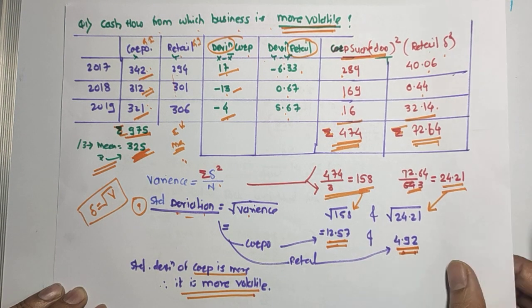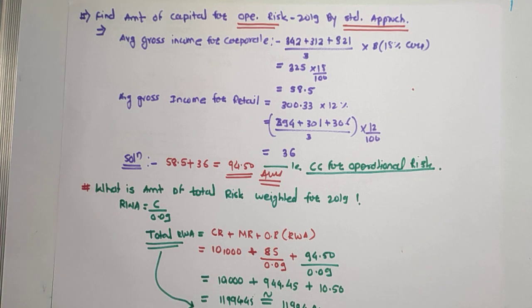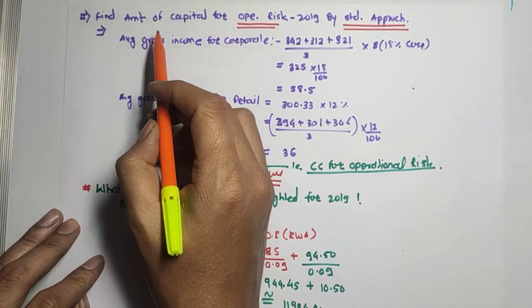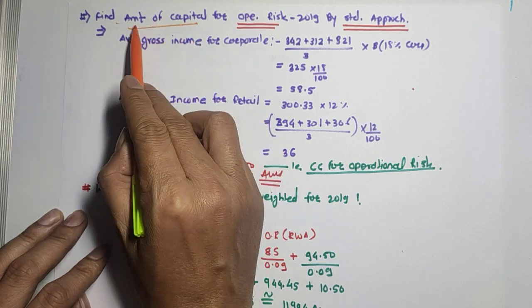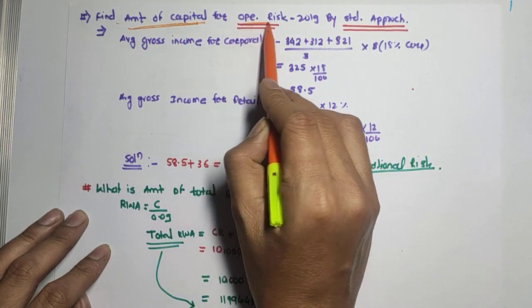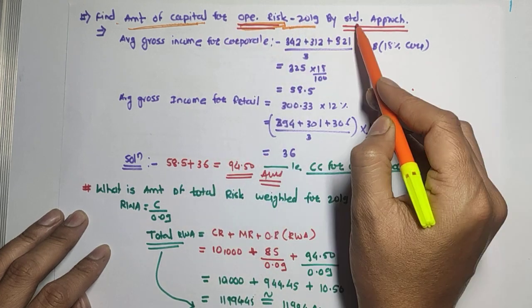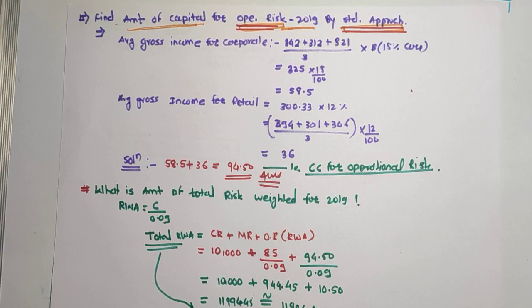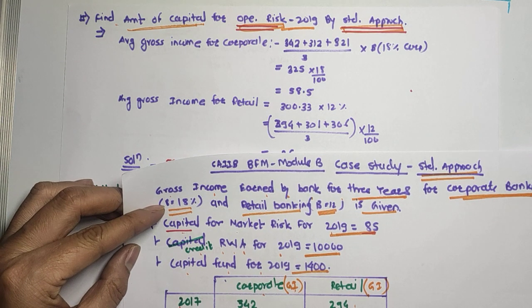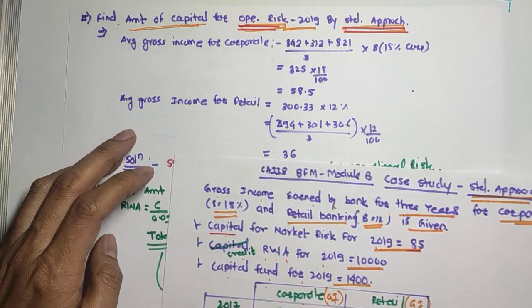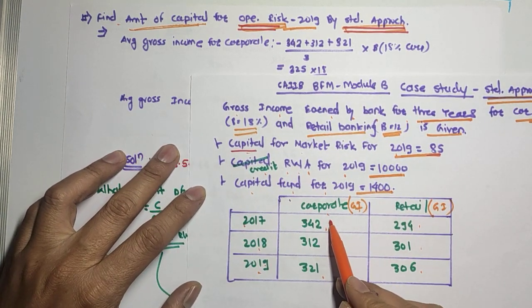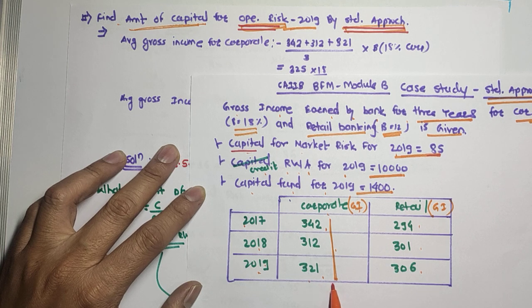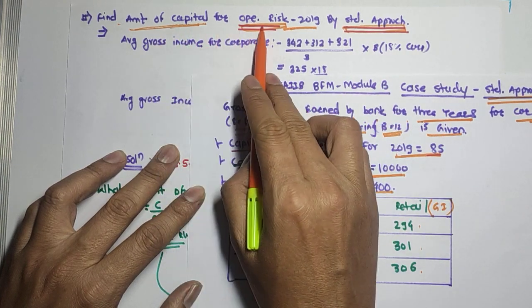Okay friends, now we'll move to the next. In the next question they are saying, we have to find the amount of capital for operational risk for 2019 by the standardized approach. Very important. We have to find the amount of capital required. So friends, what they have given in the numerical is that for 2019 we have to find. So we have to take the gross income of the previous 3 years. What is the gross income of the previous 3 years for 2019?